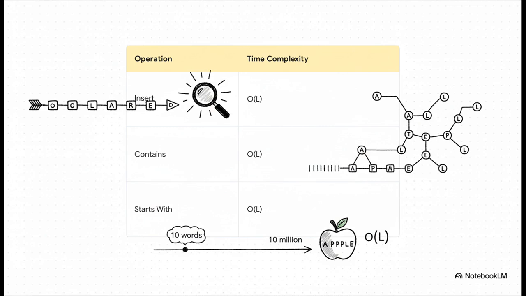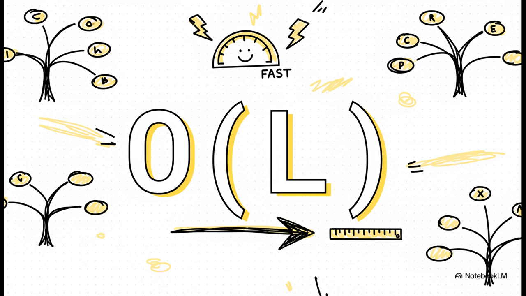That's incredible. If you remember one single thing about how fast a trie is, let it be this: O(L). The time it takes to do anything is directly proportional to the length of the string you give it. That's it. It's unbelievably predictable and ridiculously fast for short queries.